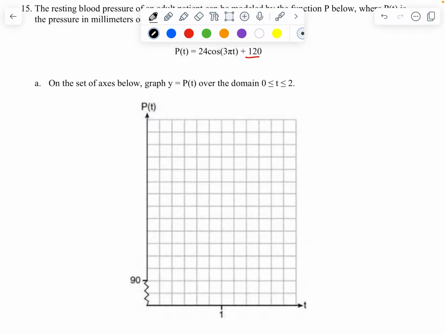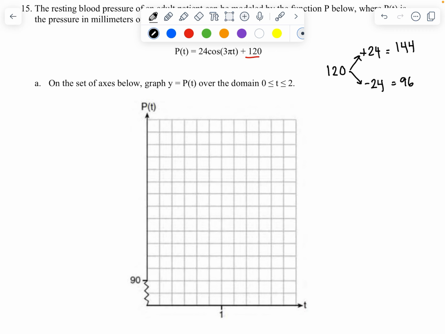So let me get an idea of what my max and what my min are, just so I know how far and how low I'm going to have to graph this. If I add this up, I know that I'm going to have to go to 144, and I know that I'm not going to have to go to 96.